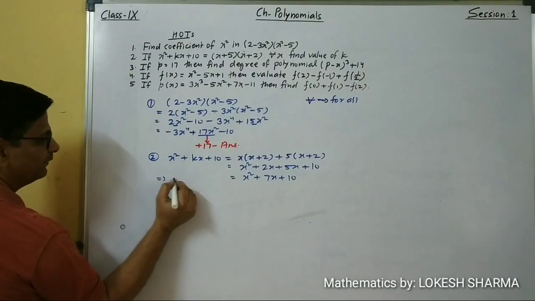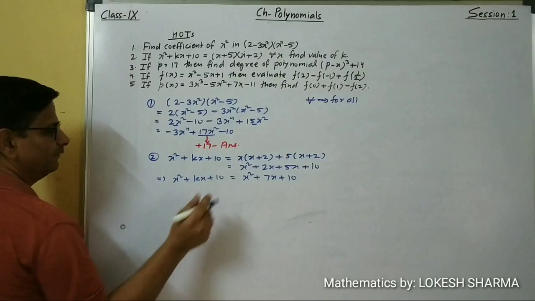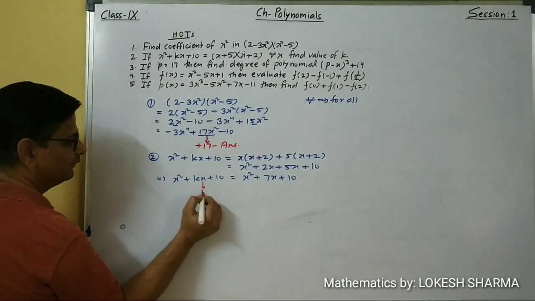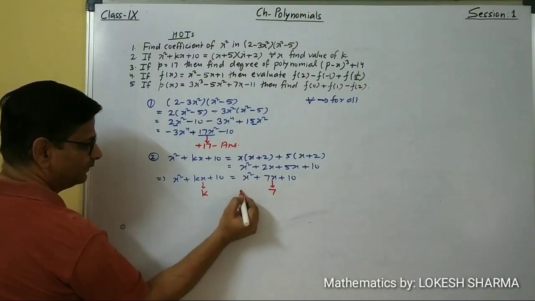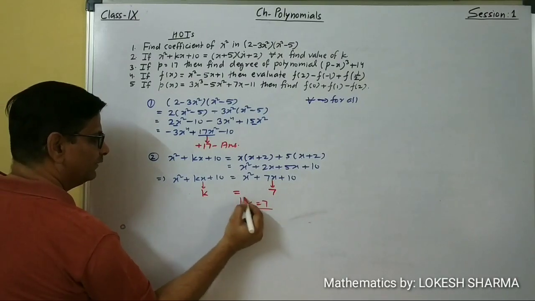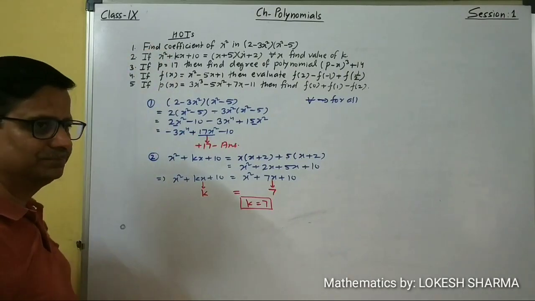This side is x square plus kx plus 10. In left hand side the coefficient of x is k, and in right hand side the coefficient of x is 7. So this means k is equal to 7. So this is our answer. Okay, and these are 1 mark questions.